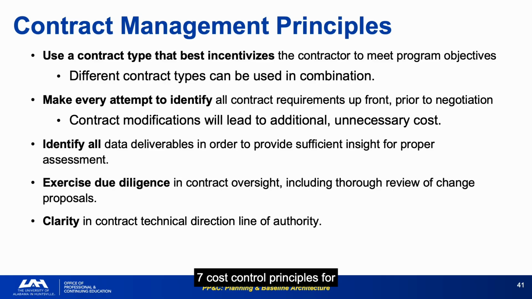7 cost control principles for contract management: matching contract type to program objectives, upfront identification of requirements, comprehensive data deliverable definition, rigorous change review, clear technical direction authority, and thorough contractor oversight. Make every attempt to identify all contract requirements up front prior to negotiation. This is the same principle as the WBS 100% rule applied to acquisition. Contract modifications are expensive, not just financially, but in schedule and management attention.